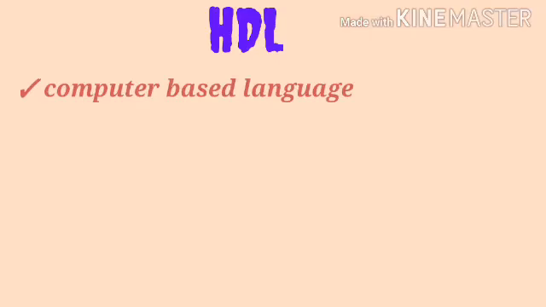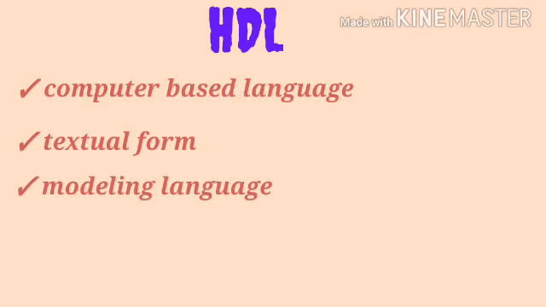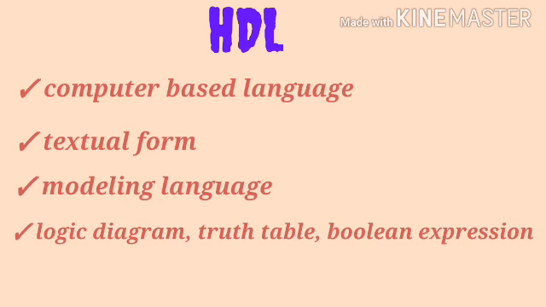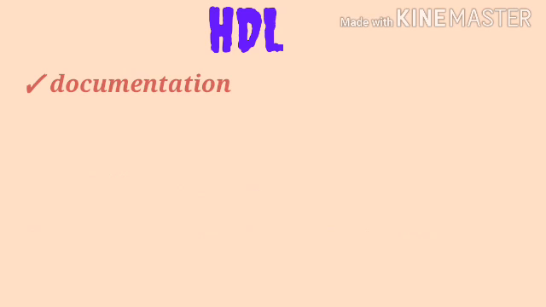A hardware description language is a computer-based language that describes the hardware of digital systems in a textual form. And HDL is a modeling language rather than a computational language. It can be used to represent logic diagrams, truth tables, and Boolean expressions. HDL represents a digital system in the form of documentation which can be understood by humans as well as computers.